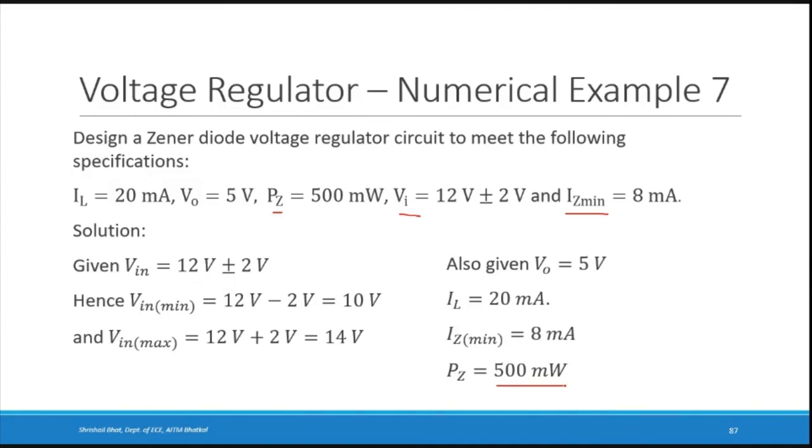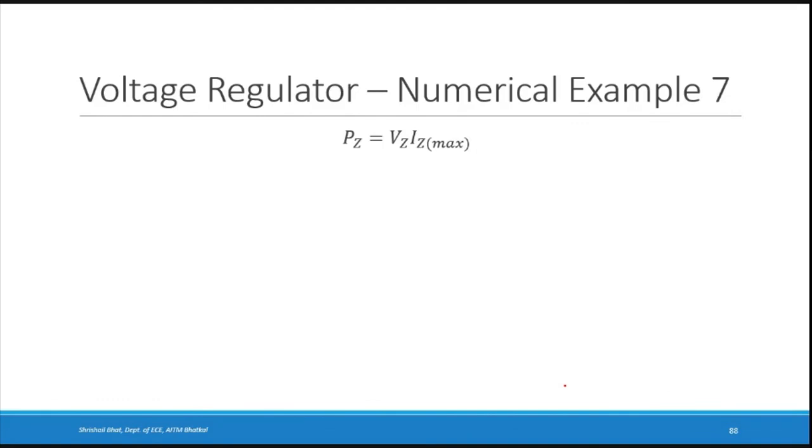Whatever power is given is actually the maximum power that can be dissipated. That's the power rating of the diode. From this power, you should first find IZ max. What is PZ? PZ is VZ into IZ max. That is the equation. You can write IZ max or IZM, whatever. That is the maximum value of current.